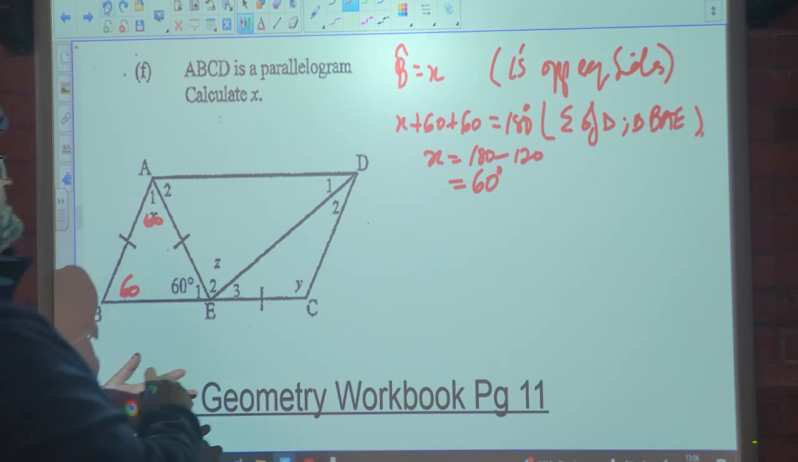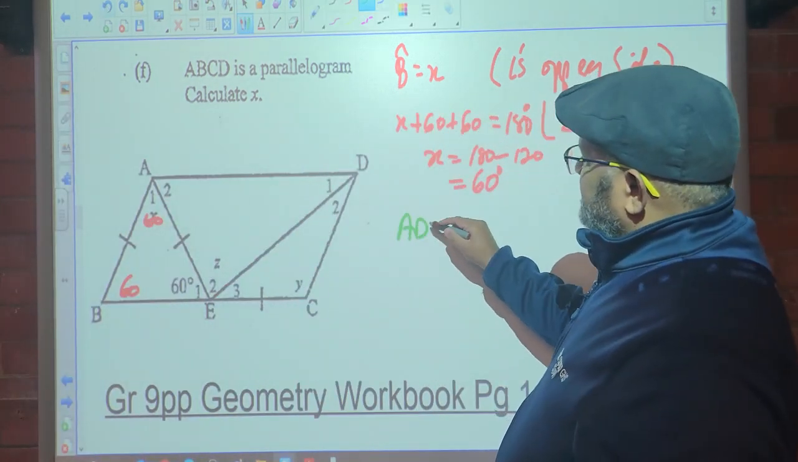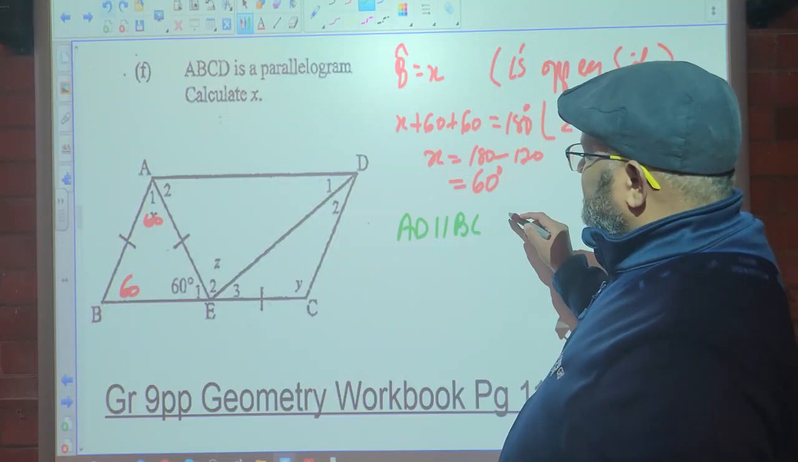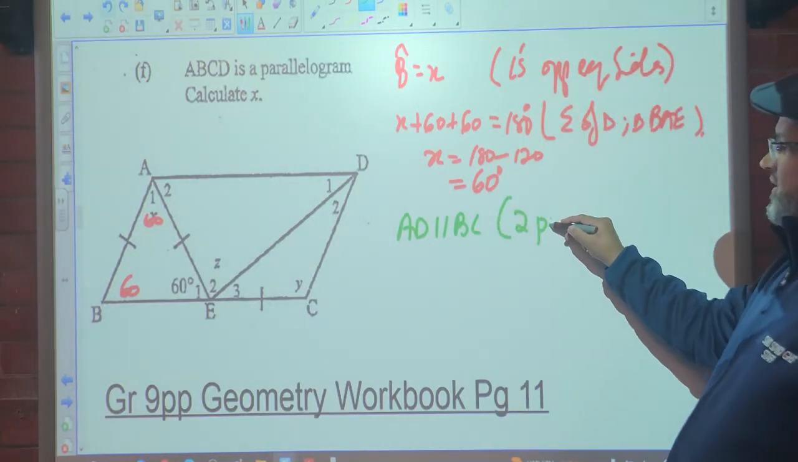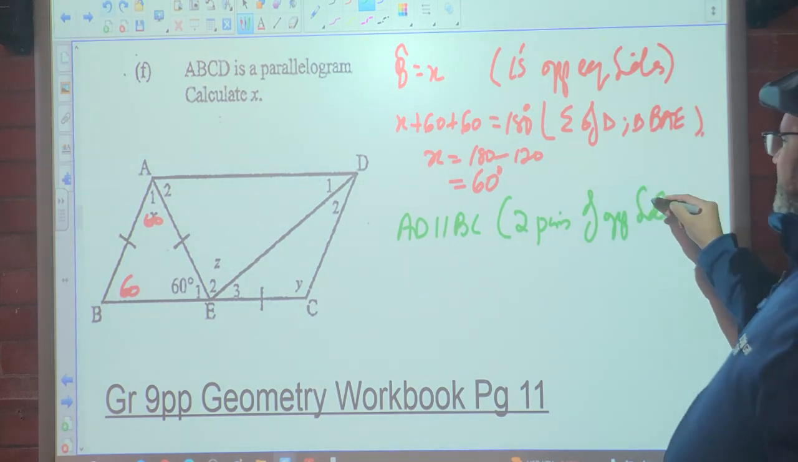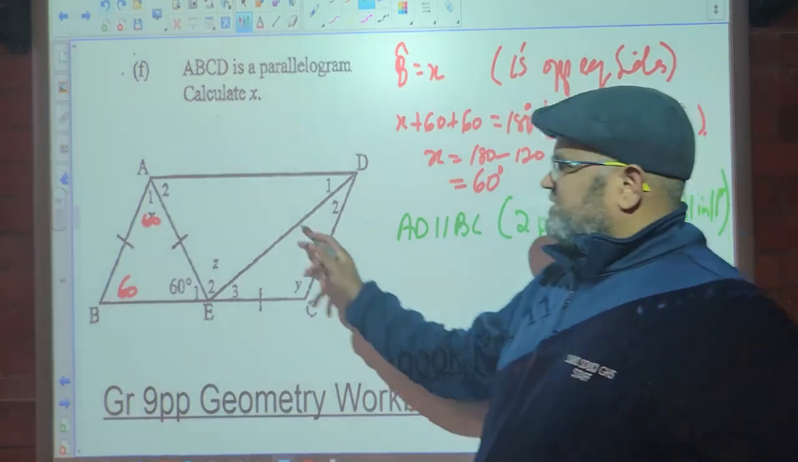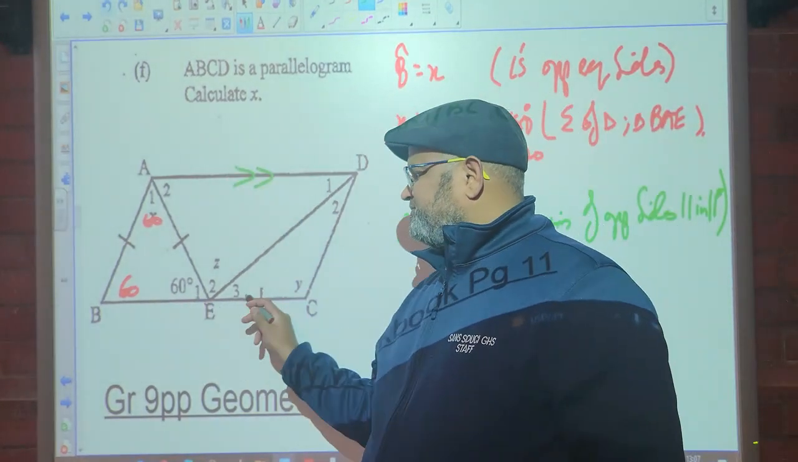So firstly we must say that AD is parallel to BC. Why? Because we got two pairs of opposite sides parallel in a parallelogram. Then I can draw that in. It's parallel.